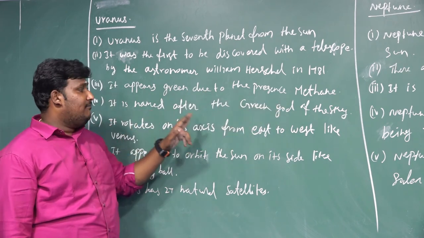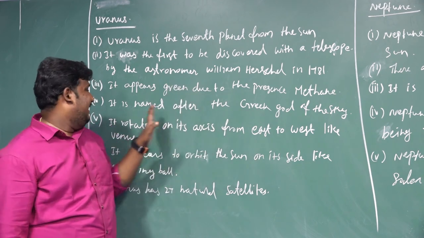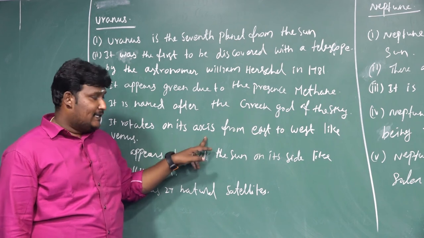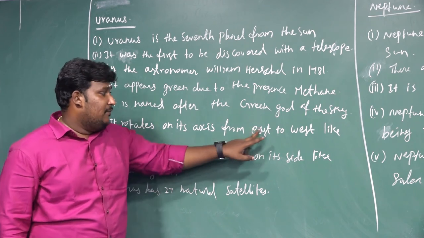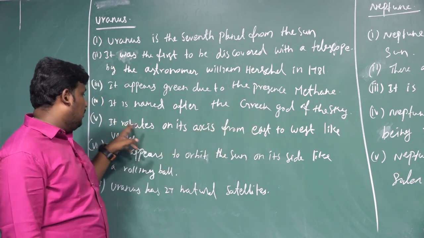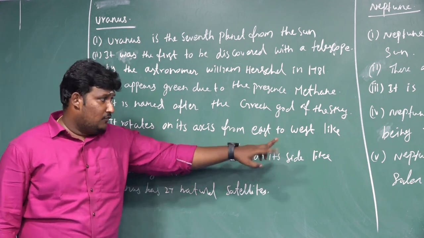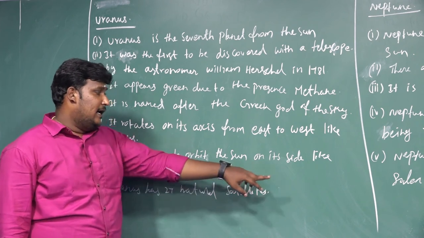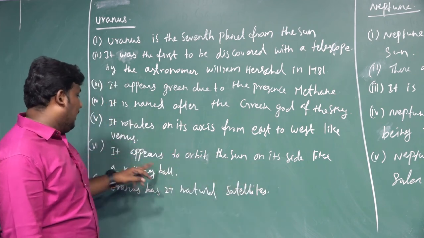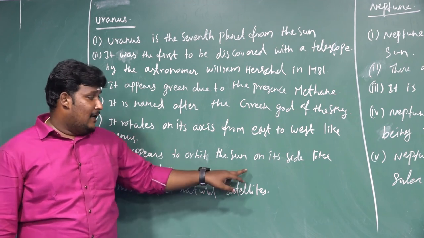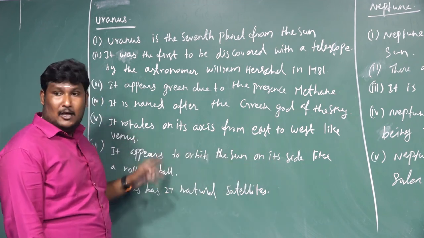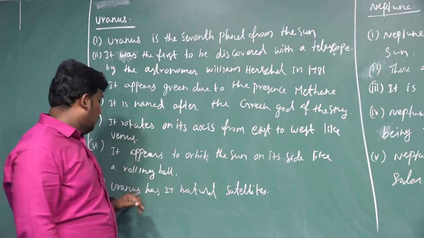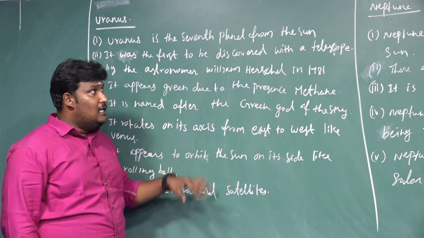It is named after the Greek god of the sky. It rotates on its axis from east to west like Venus. It appears to orbit the Sun on its side like a rolling ball. Uranus has 27 natural satellites.